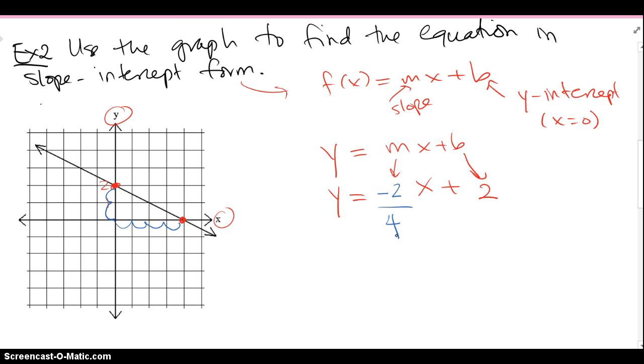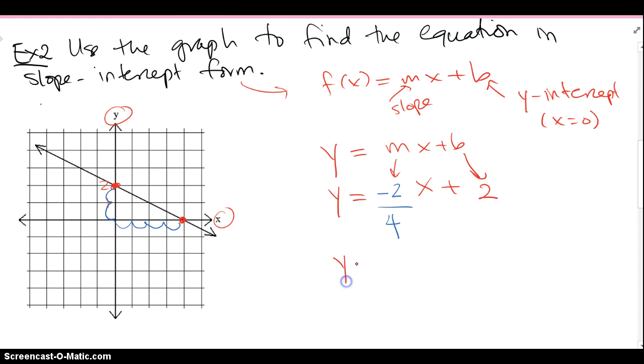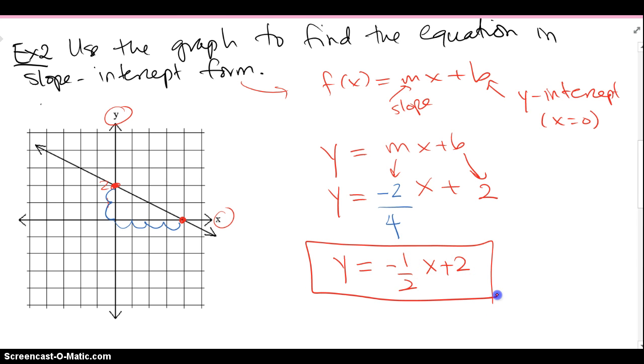And then I'm going to go ahead and reduce that because I don't want to leave it in unreduced form. That's a negative 1/2 x plus 2. So what I did was I reduced the slope of negative 2/4, divide top and bottom by 2. That's going to be a negative 1/2 for my slope. And remember, I can put the negative in the middle if I want to, in the top or the bottom.